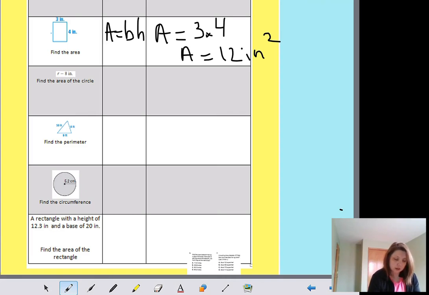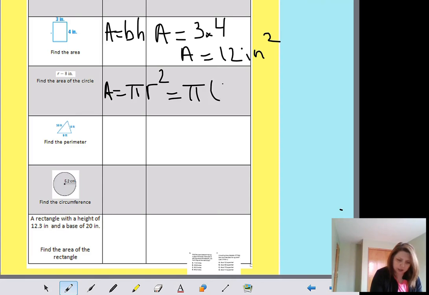Find the area of the circle when we have a given radius of 8 inches. Well, the area of a circle is A equals pi times r to the second. So we have pi times 8 to the second, which is 64 pi.